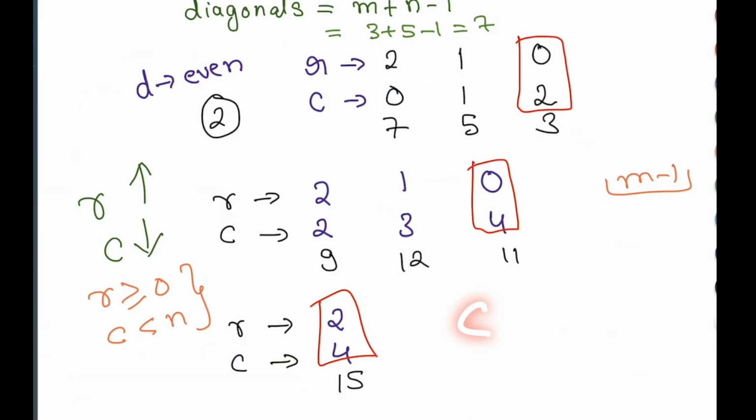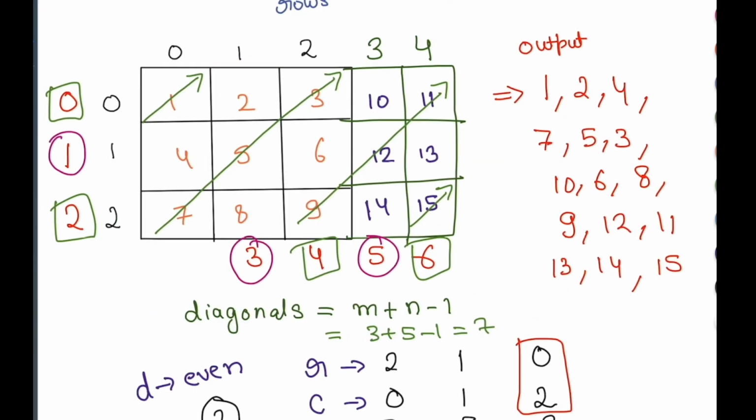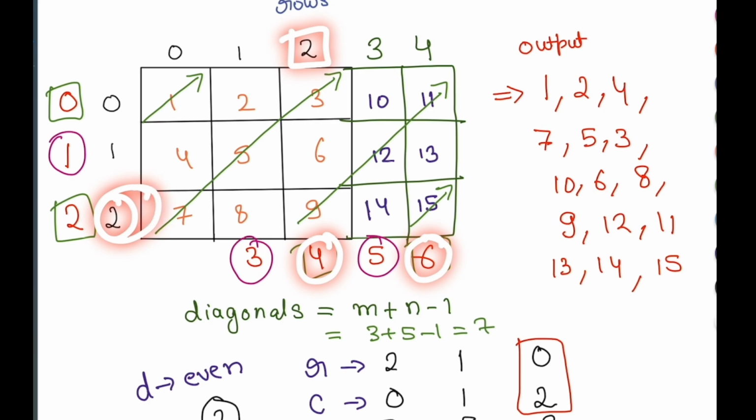What about the columns? We know that the row can be equal to the minimum value of d comma m minus 1. What about the columns? What should be the starting point of the column? If the starting point of our column is 0, then it is 2, then it is 4, right? When r is 0, diagonal is 0, column starting point is 0. When it is 2 and 2, column starting point is 0. When the diagonal is 4, the row is 2, the column is 2. When the diagonal is 6, the row is 2, the column is 4.